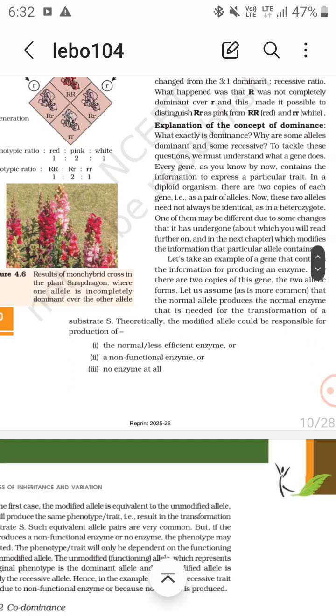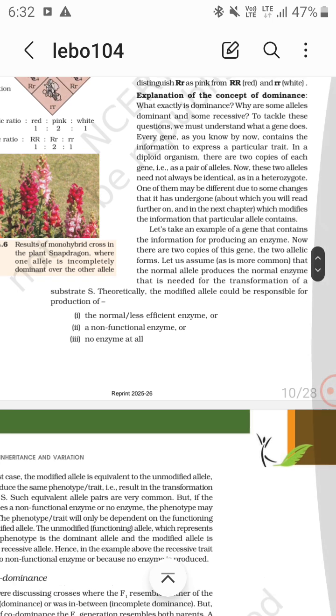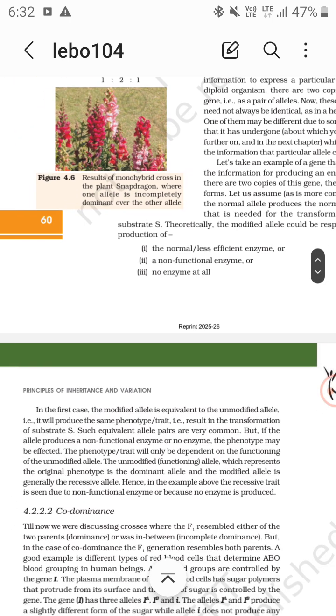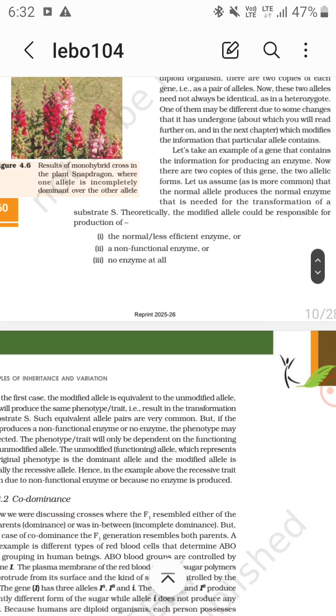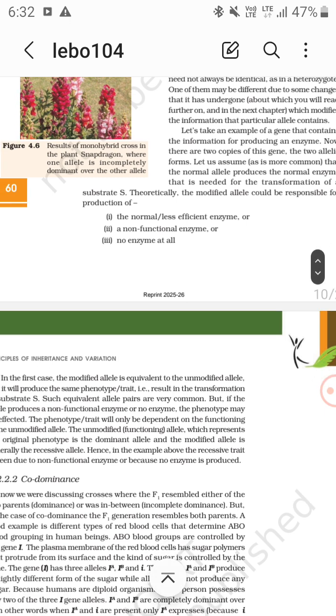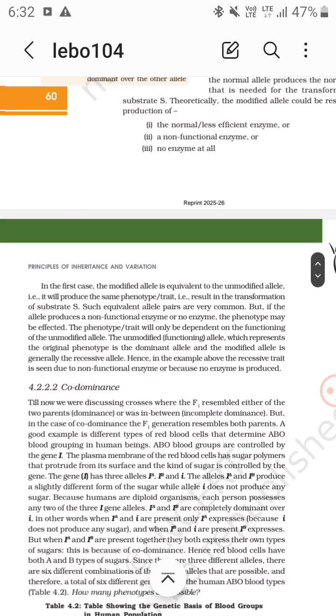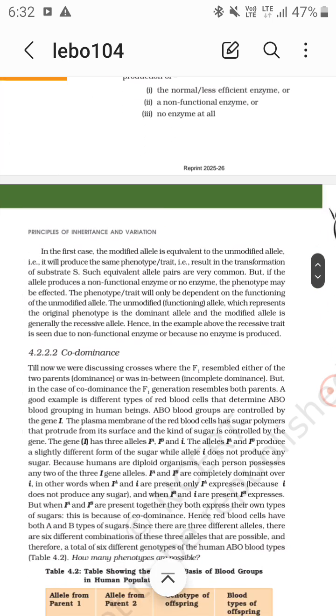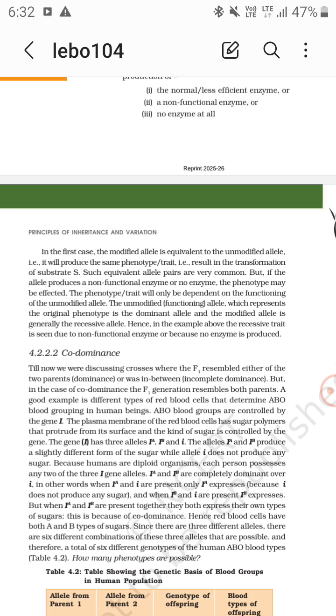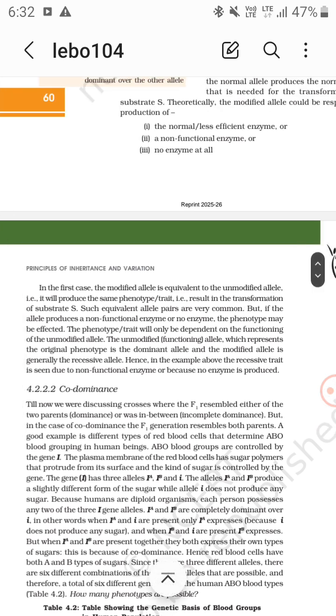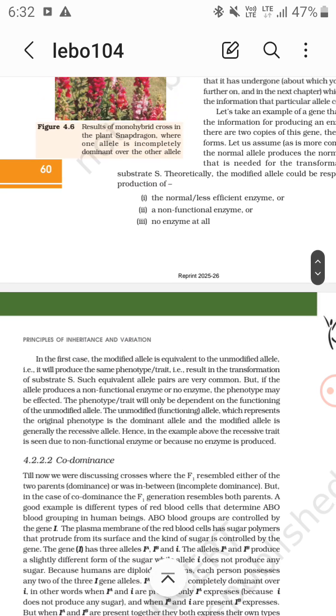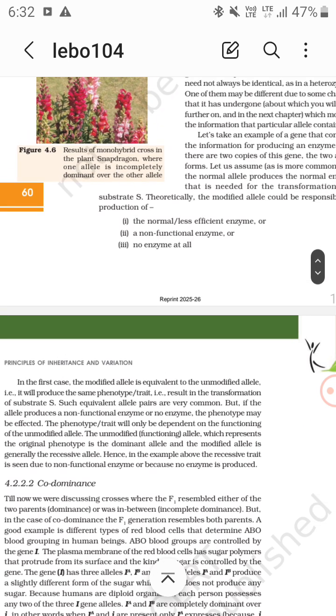The reason for that is, as you can see, the normal or less efficient enzyme, or non-functional enzyme, or no enzyme at all. The phenotype trait will only be dependent on the functioning of the unmodified allele. The modified allele can be a non-functional enzyme or no enzyme at all.